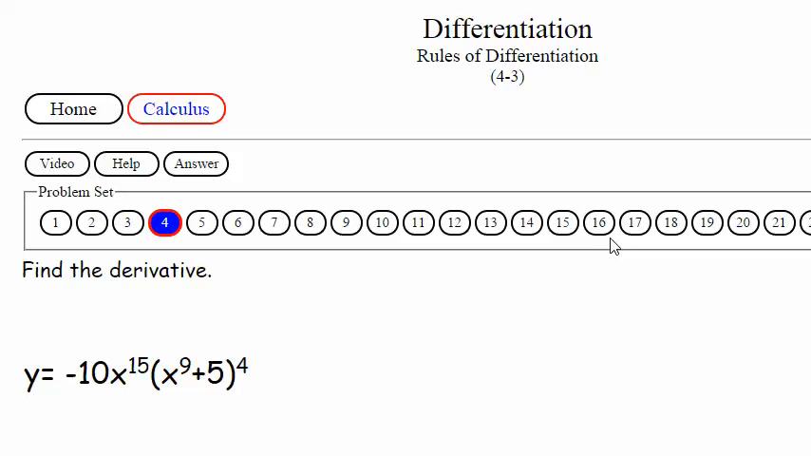We have y is equal to -10x to the 15th, x to the 9th plus 5, and it's all raised to the 4th power. Alright, everybody got that written down? Good. Okay, hopefully I wrote all that down right.